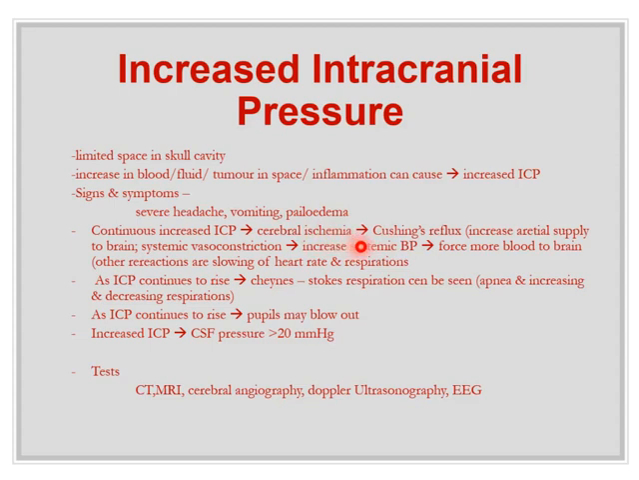That leads to Cushing's reflex, where there is an increased arterial supply to the brain because of systemic vasoconstriction. Then that can lead to an increased systemic blood pressure, which forces more blood to the brain. Other reactions are slowing of heart rate and respiration. So what this Cushing's reflex is, what happens is, due to continuous increased intracranial pressure, there can be a condition called cerebral ischemia.